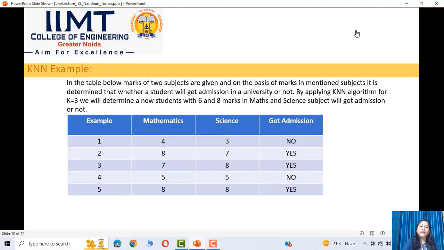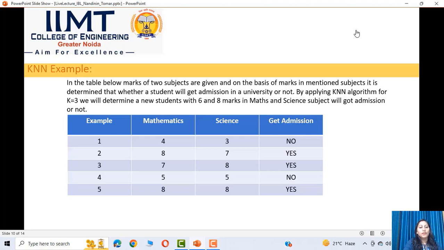Next, we'll take an example to understand the working of k nearest neighbor. In this example, in the table below, marks of 2 subjects are given, and on the basis of the marks in the mentioned subjects, it is determined whether a student will get admission in a university or not. By applying the KNN algorithm for k equals 3, we will determine whether a new student with 6 and 8 marks in maths and science subjects will get the admission or not.